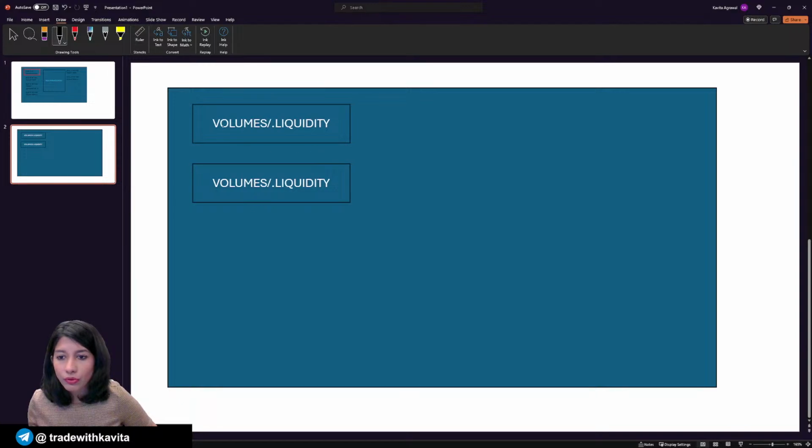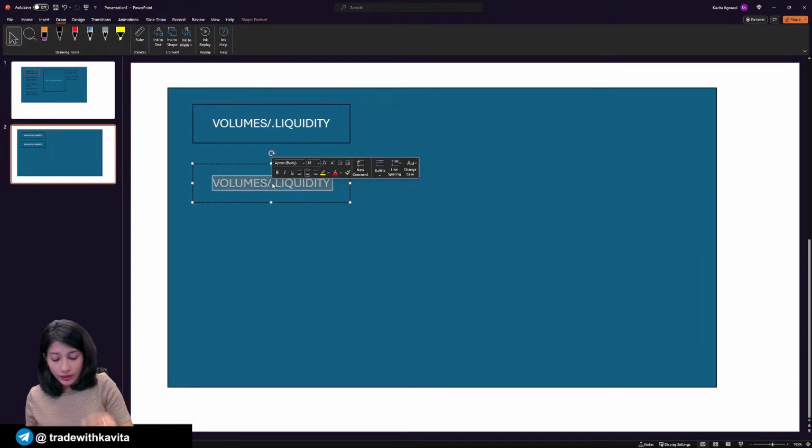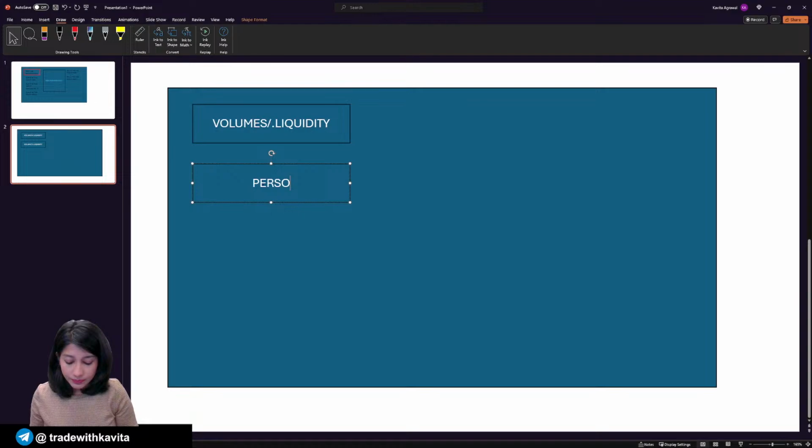This is what I was looking for. All right, so volume and liquidity, right? Now, one thing that you also need to remember, in addition to volume and liquidity in the stock market, let's move on to another criteria here. So volume and liquidity, and okay, personality. So what do I mean by personality?